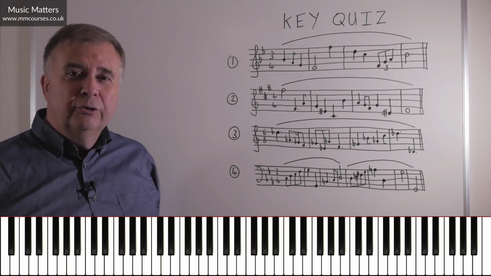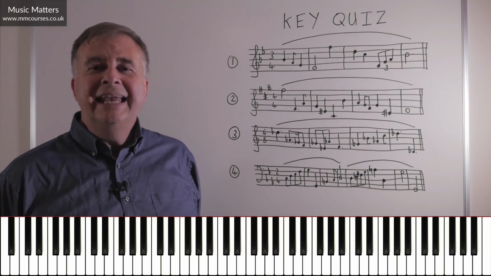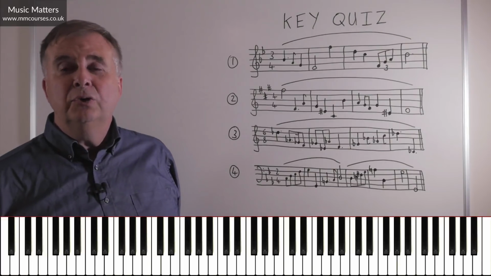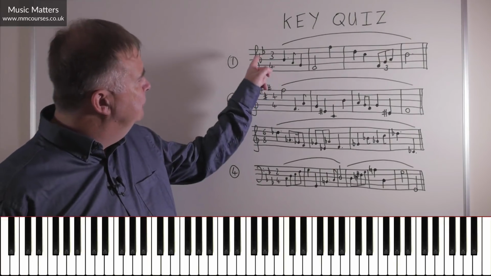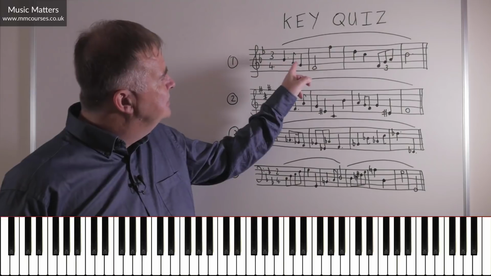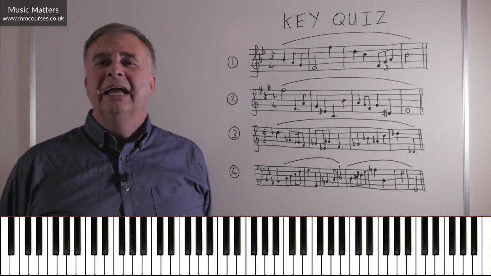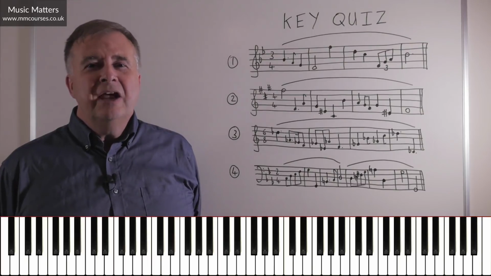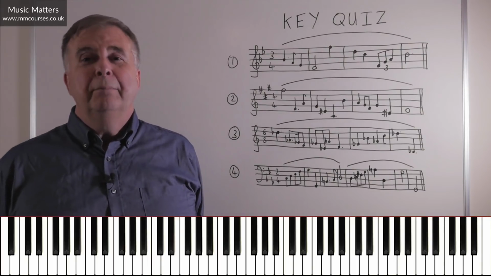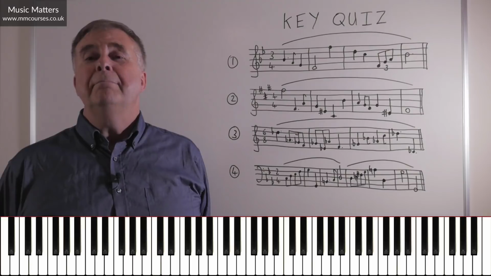Well, one thing to look for is, do we see any accidentals during the course of the piece? I'm looking through here, I've got my two flats in the key signature. As I scan through this, I can't see any other flats or sharps. Now, that's not necessarily a definitive position, but usually it means that you're in a major key.